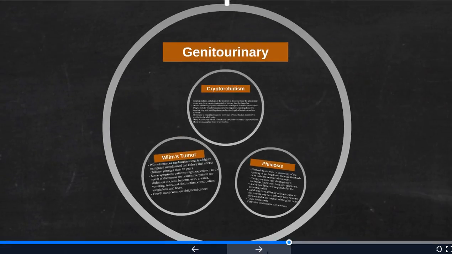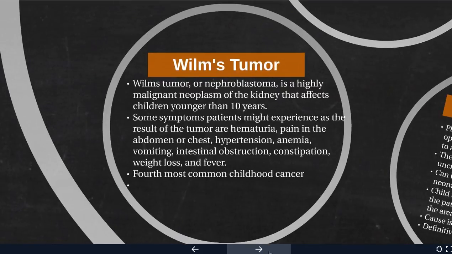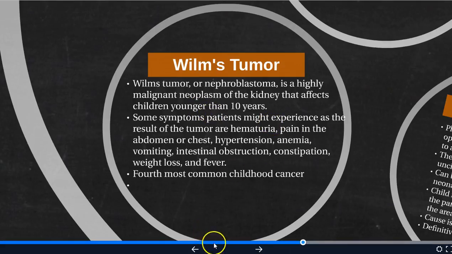Okay, so genitourinary conditions. We'll start with Wilms tumors. They are nephroblastomas, a highly malignant, so very cancerous, neoplasm of the kidney that affects children younger than 10 years. Some symptoms patients may experience as a result of the tumor are hematuria, so blood in their urine, pain in the abdomen or chest, hypertension, which is elevated blood pressure, anemia or low iron in the blood, vomiting, intestinal obstruction, constipation, weight loss, and fever. Wilms tumors are the fourth most common childhood cancer.